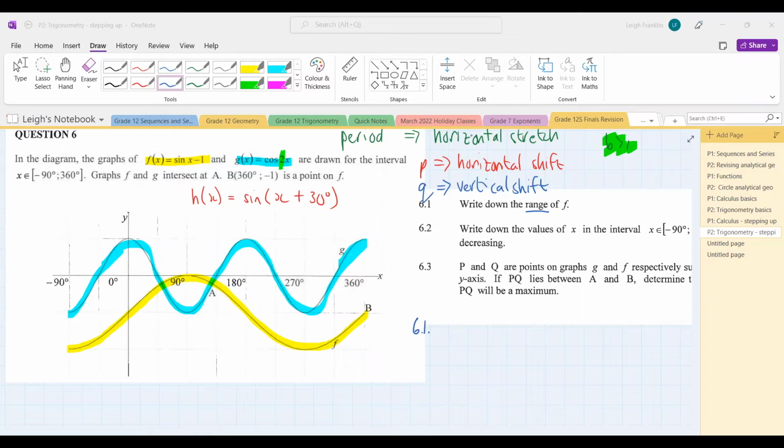So we're looking at the yellow graph. What is our minimum output?